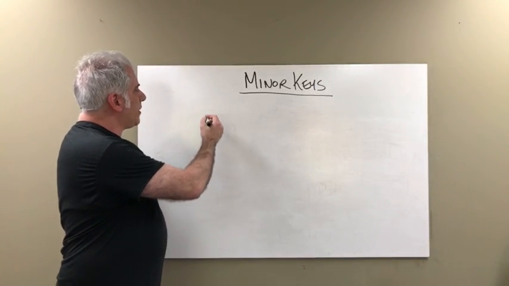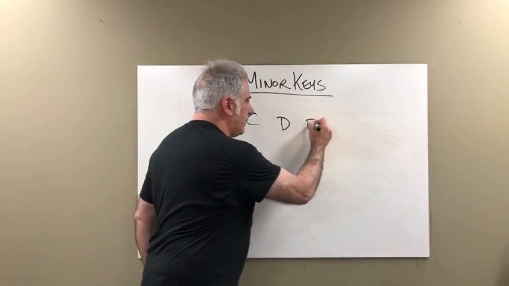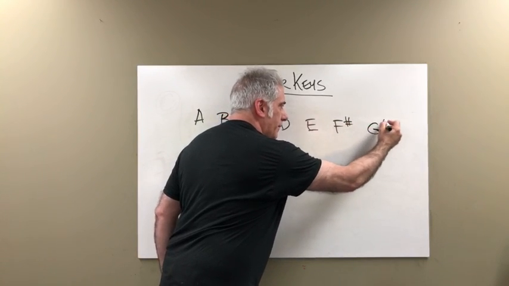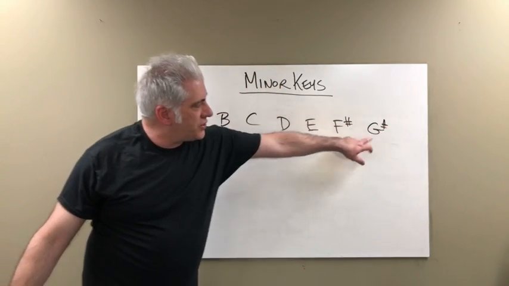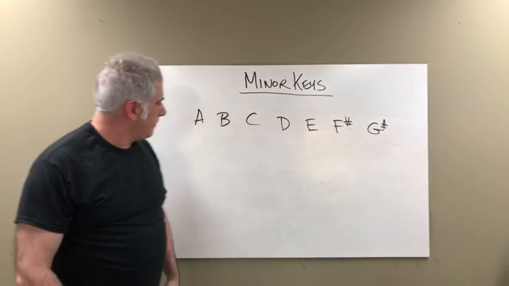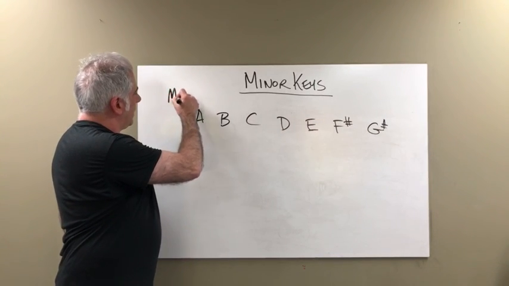So a melodic minor would be A, B, C, D, E, F sharp, okay, not F natural, and then G sharp. You can already see it's got that G sharp, that leading tone, which is going to be the 3rd of the E major chord, okay? So in A melodic minor, this is going to be melodic minor.